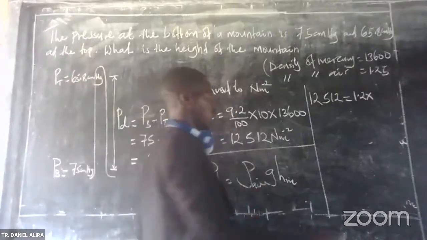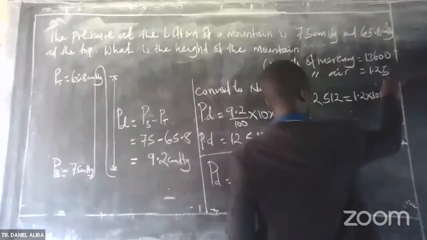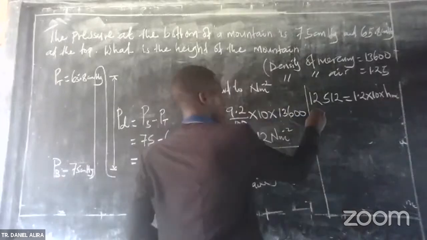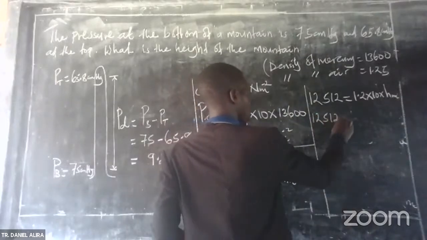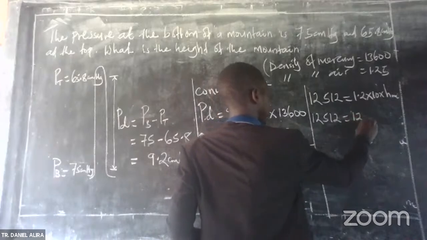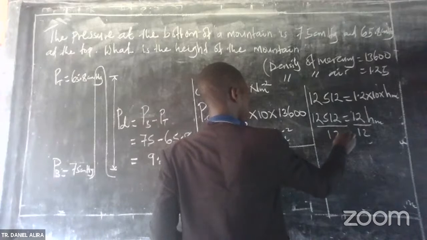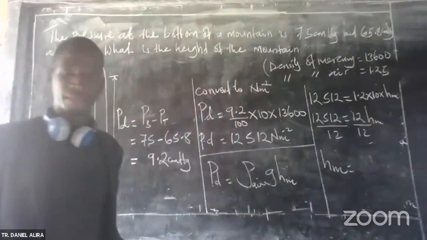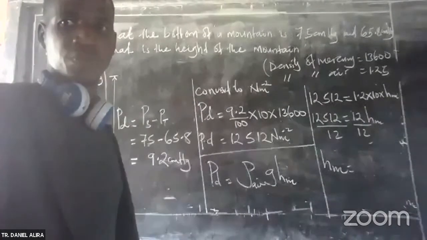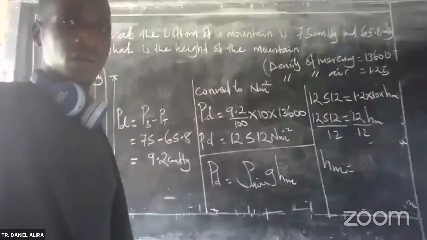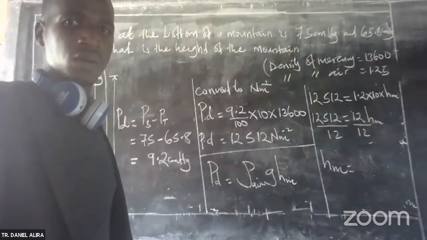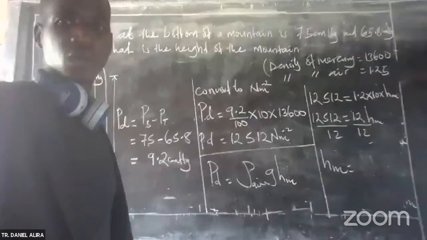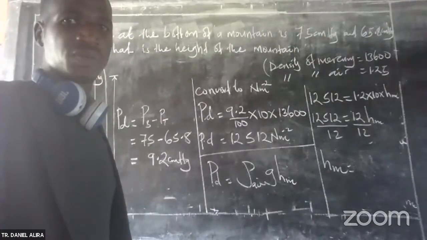Which is 10, then times the height of the mountain. So 30,500 should be equal to this times the height of the mountain. What is the height of the mountain, Joshua? What will be the height of the mountain? Yes, Ms. Ghana?